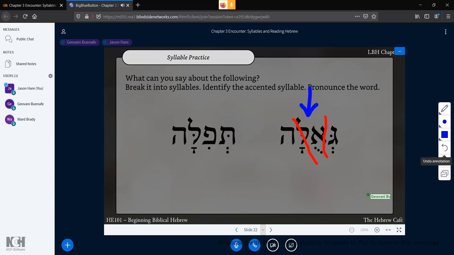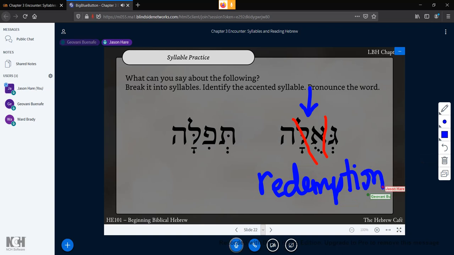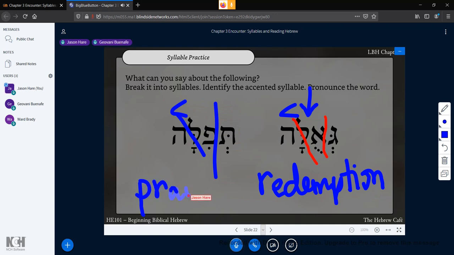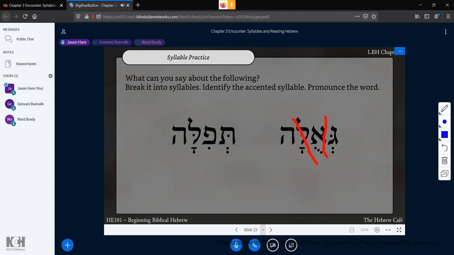Yeah. That's ge, u, geula. Geula, yes. This means redemption. Redemption. Geula. Accent on the end. This word is the same kind of pattern. It's tefillah. Tefillah means prayer. Prayer. These are very common religious words, right? Geula, redemption, tefillah, prayer.